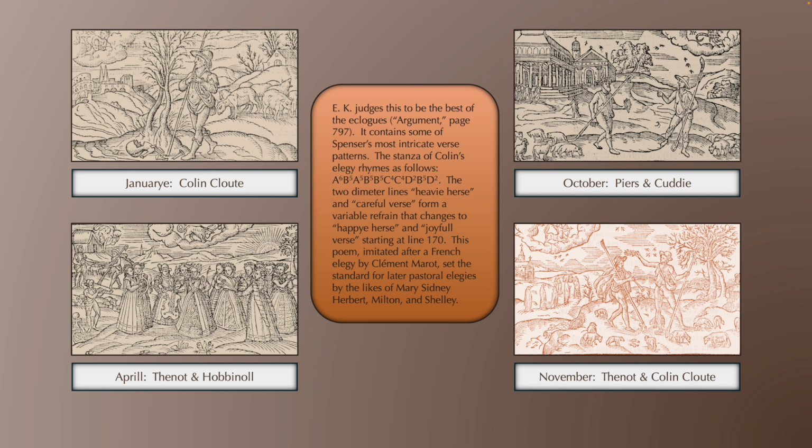This poem, imitated after a French elegy by Clément Marot, set the standard for later pastoral elegies by the likes of Mary Sidney Herbert with her elegy for her brother Philip Sidney, Milton's Lycidas, Shelley's Adonais. All of these pastoral elegies follow this model.